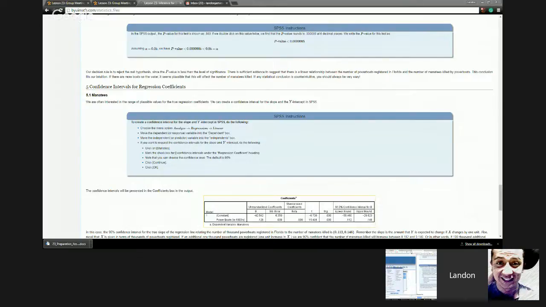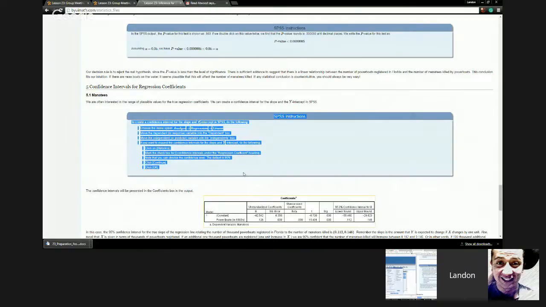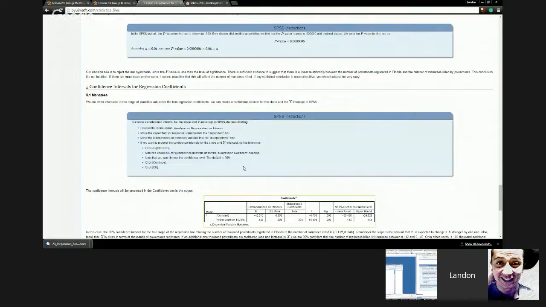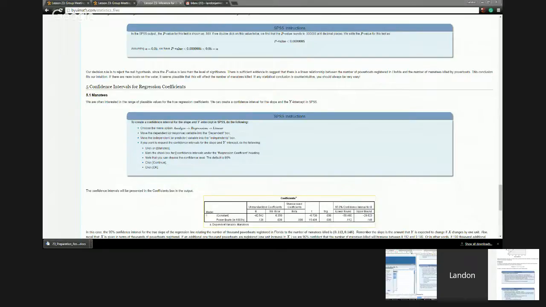Oh, yeah. You're looking at the confidence interval? That's what we're doing. So 5.1. Section 5.1? Oh, I was in 3.2. Yeah, go to 5.1 for the confidence interval.